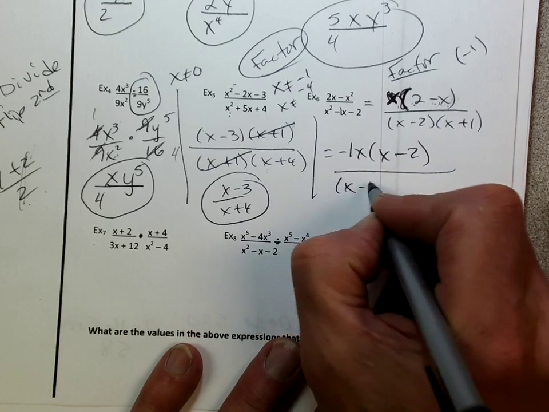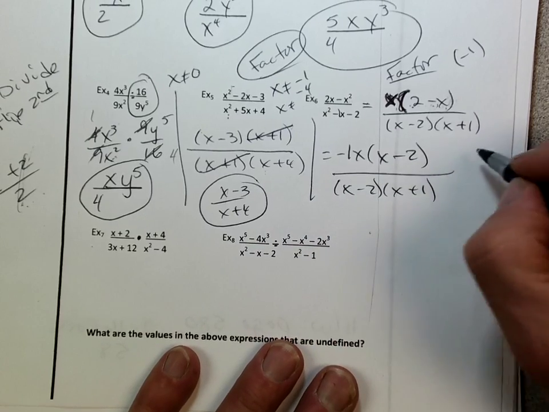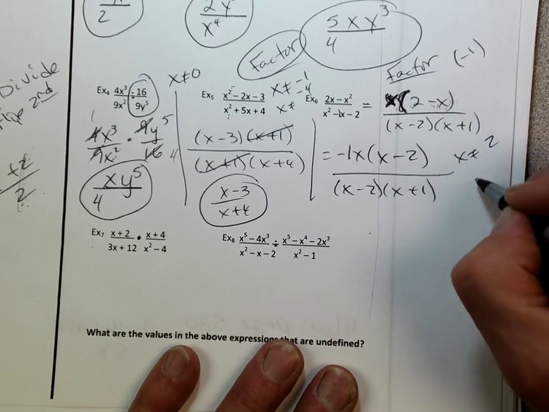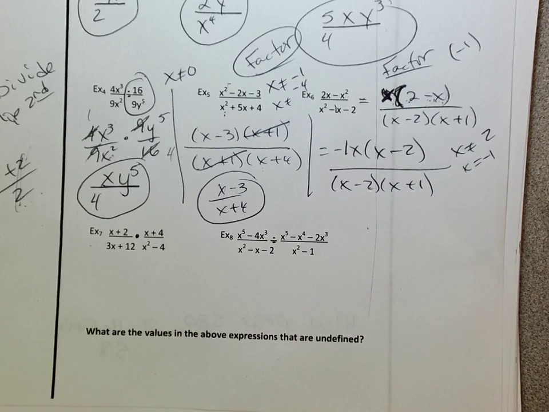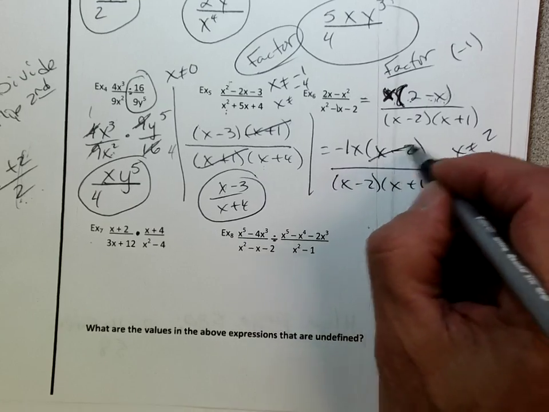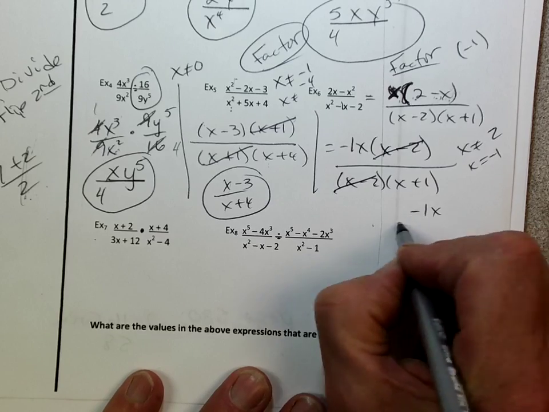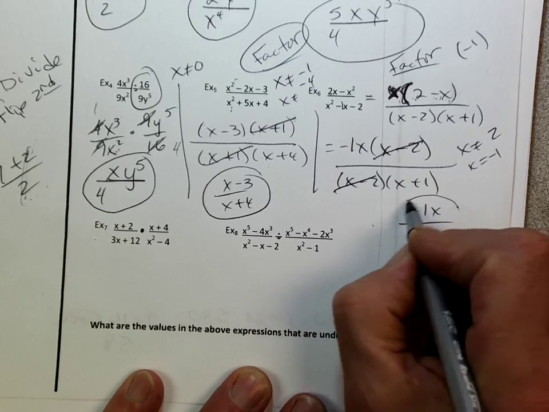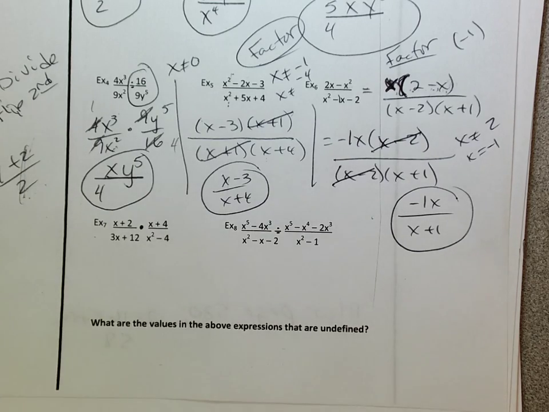Then I'd have my x minus 2, my x plus 1, okay? My exceptions: x cannot equal 2 and x cannot equal negative 1, okay? Again, those are not part of the answer, but we need to know what you can't have because you can't divide by 0. Okay, now we can finish it up, right? That'll cancel with that, and what we're left with is a negative 1x over an x plus 1. That's my answer. So you've got to be able to factor, right?